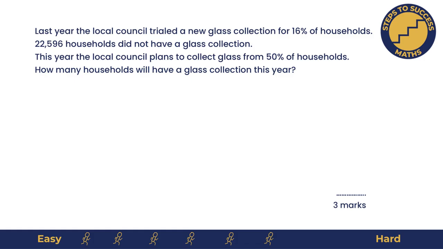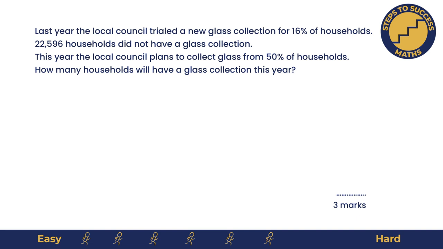Last year, the local council trialled a new glass collection for 16% of households. 22,596 households did not have a glass collection. This year, the local council plans to collect glass from 50% of households. How many households will have a glass collection this year?